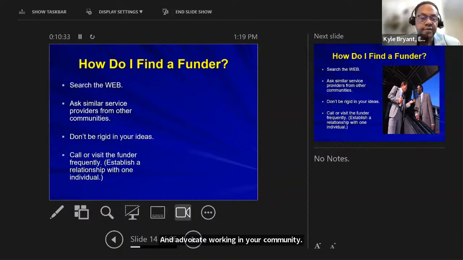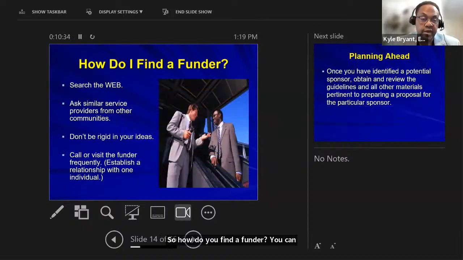So how do you find a funder? You can search the web, the internet. You can ask a similar service provider from other communities, particularly if there are communities that have had success with grantsmanship. There's absolutely nothing wrong with reaching out to them and asking to set up a mentor-protege relationship with you if you're a novice. Don't be rigid in your ideas, particularly when applying for federal funding, even though foundation funding can work on the smaller organizational levels and larger.